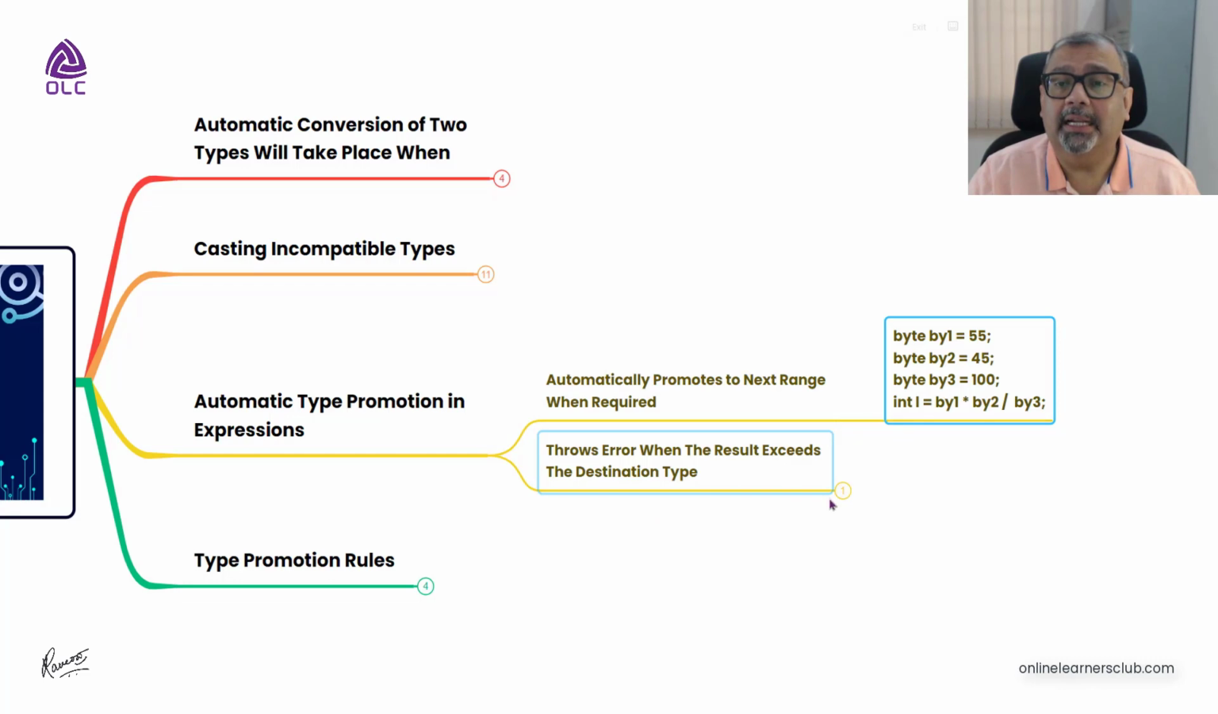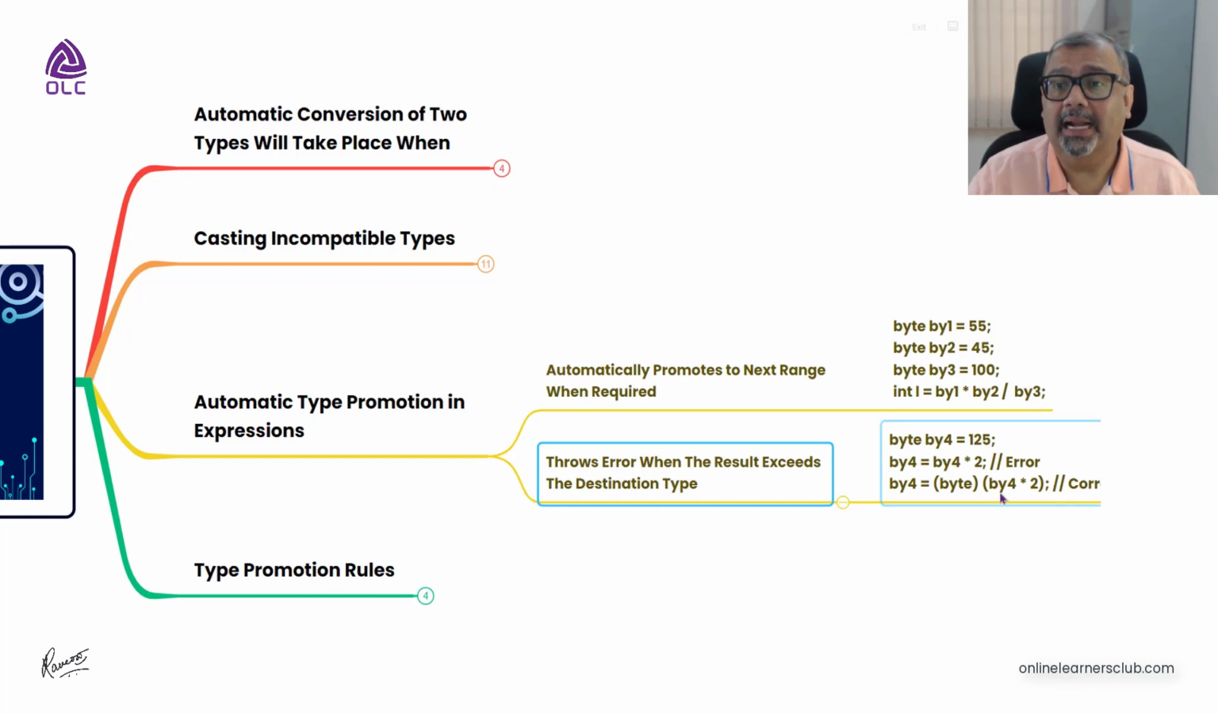However, if instead of integer you keep the same byte, you will get an error. If you try to equate this to byte only, it might overflow, and you will get that error. Say, for example, you have byte b4 which is 125, and then you say byte b4 into 2, which definitely exceeds the range, and you are trying to equate it to the same byte, it will throw an error. So if you really want to, you have an option to either make it an integer, or alternatively do a typecasting, where it will apply the narrowing conversion rule automatically.